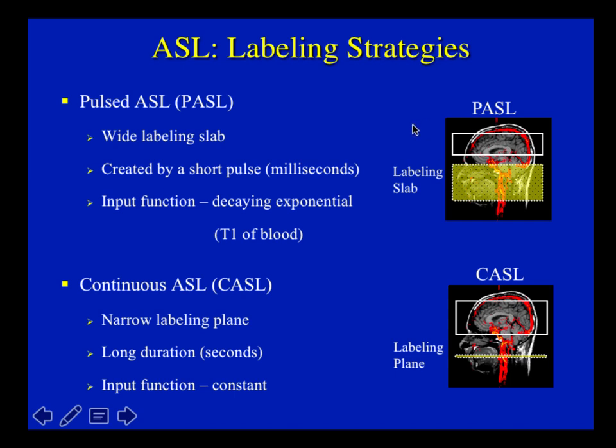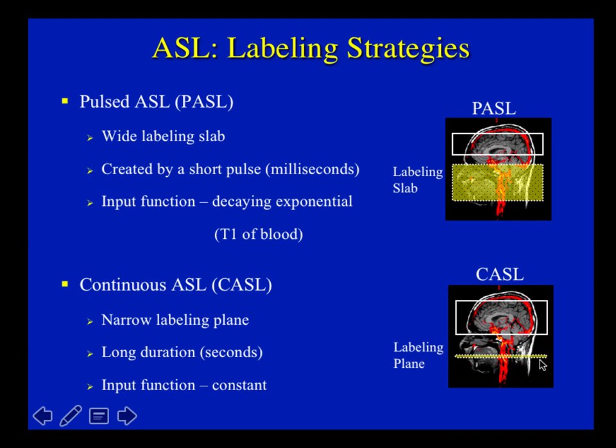So in the pulsed ASL technique, we employ a wide labeling slab proximal to the brain, and this slab is created by a very short 180-degree pulse requiring a few milliseconds. Whereas in the continuous ASL case, we apply a radio frequency and a gradient pulse in such a way as to define a very narrow labeling plane.